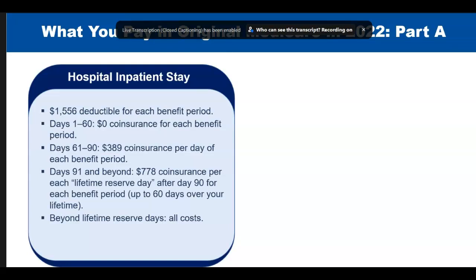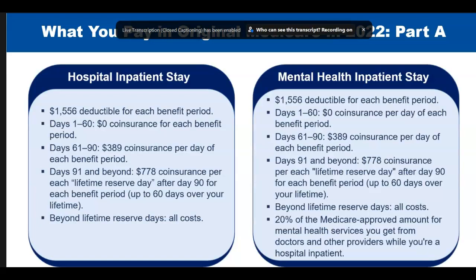And most of our beneficiaries find themselves on a fixed income. We also have an outlay of the mental health inpatient stays that are covered by Medicare. After an individual pays the deductible amount of $1,556, there is no co-insurance again for the first 60 days. Then the $389 kicks in for the co-insurance per day for the period of the 61st day through the 90th day, and then $778 for co-insurance for the lifetime reserve days after the 90 days for each benefit period.